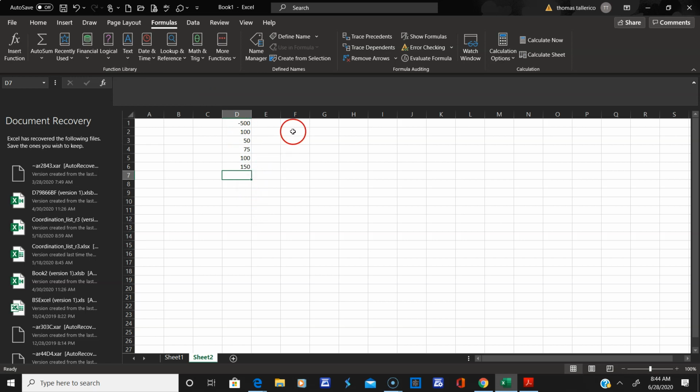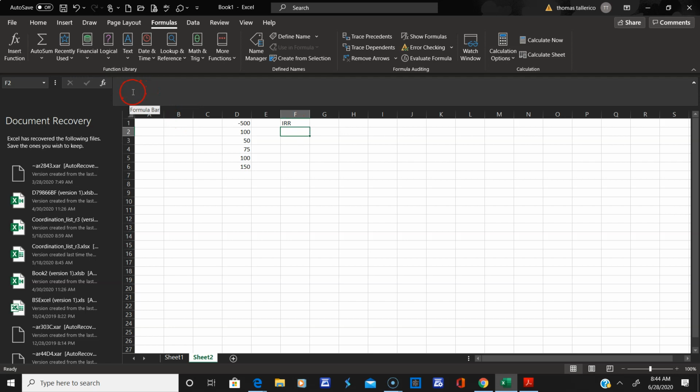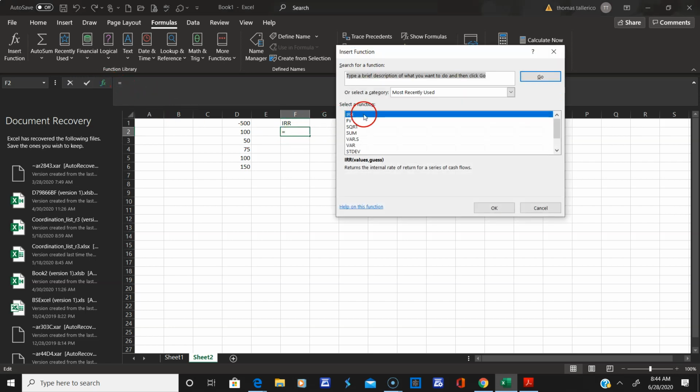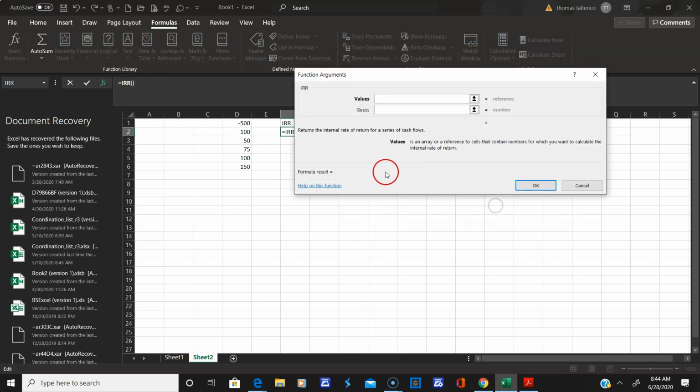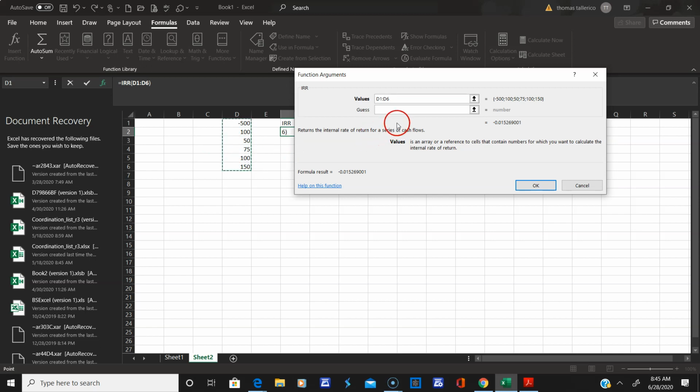I'm going to go over to here and type IRR so you know what I'm talking about. So there's the internal rate of return. I click f of x, and I bring up IRR. See how simple that is? And all I do, watch, is drag it down. And I didn't place a guess.